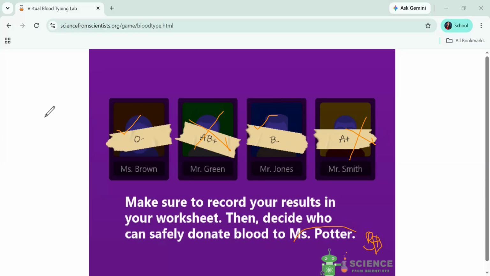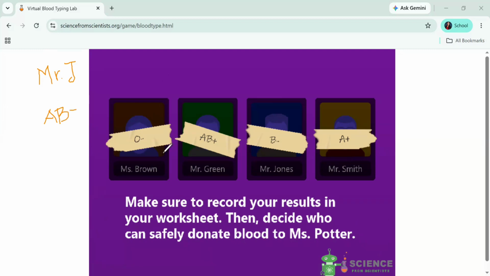All right. So let's have another patient. For example, let's have Mr. J. And Mr. J has a blood type of AB negative. Okay. So Mr. J has an AB negative blood type.